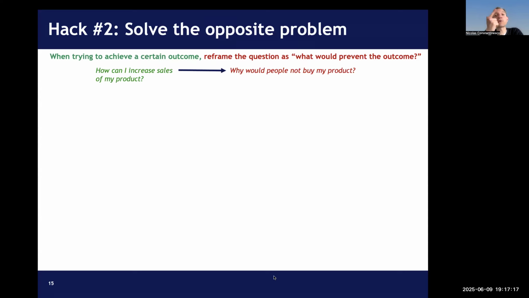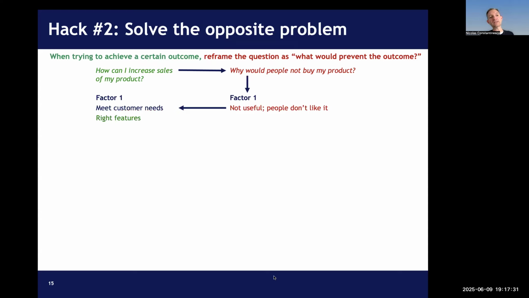Let's say, come up with one reason. You could say, it's not useful. People don't like it, or people don't find it useful. So you say, okay, so the implication of that is that if we want people to buy our product, it has to meet the needs of the customer. So it has to have the right features.